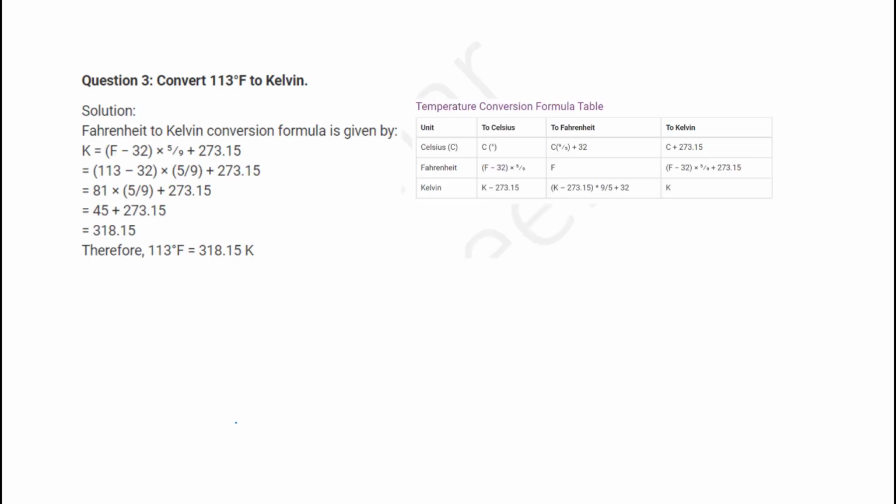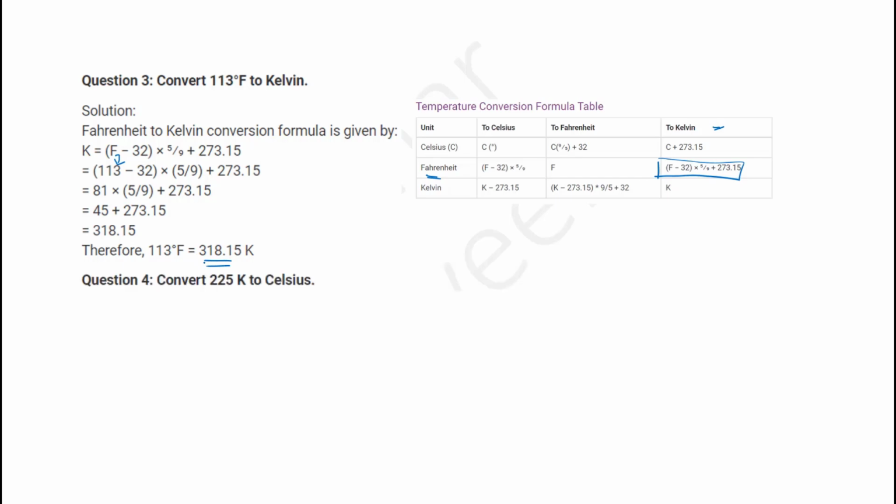Next, convert 113 degree Fahrenheit to Kelvin. What do you do here? You use the table. What is the formula here? You want to convert the Fahrenheit into Kelvin, right? This is the Fahrenheit. Now you have to convert it into Kelvin. So this is the formula you have to use: (F - 32) into 5/9 plus 273.15. Just substitute the values. Write 113 in place of F and then you simplify, you get the answer. Here it is approximately equal to 318 Kelvin.